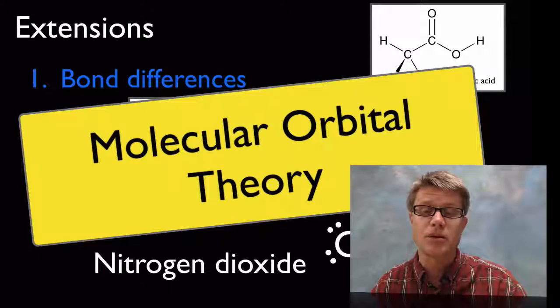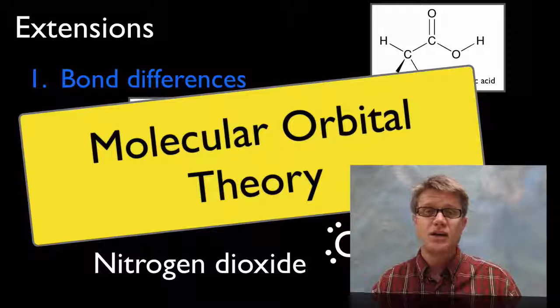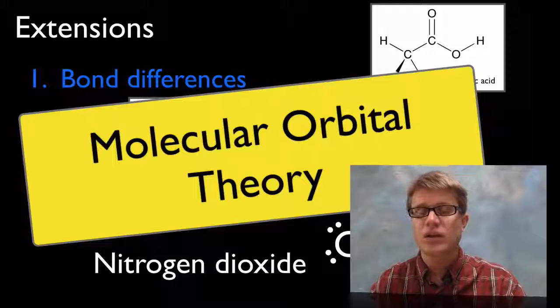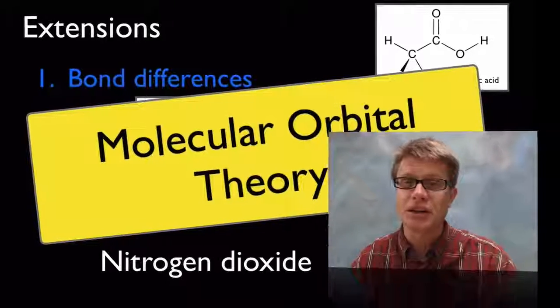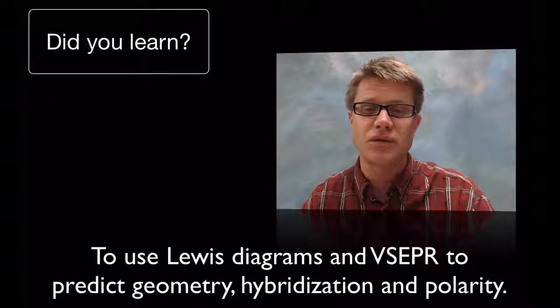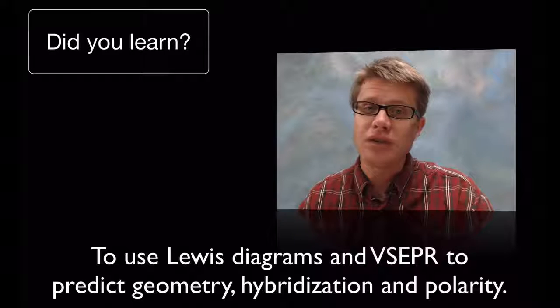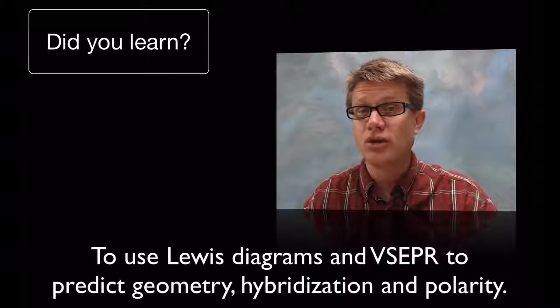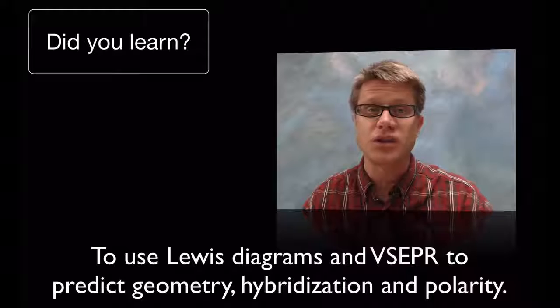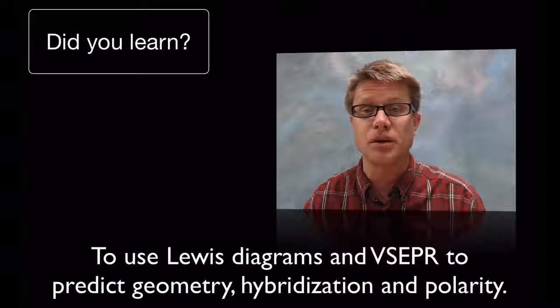And so there are extensions, and so we can build a better model. It's called the molecular orbital model, or orbital theory. It's based on quantum theory and mathematics. It's just a different model, and we can answer a lot of these questions, but it's probably a little too intense and a little too sophisticated for AP Chem. And so again, did you learn the following: to use Lewis geometry and VSEPR models to predict geometry, hybridization, polarity?